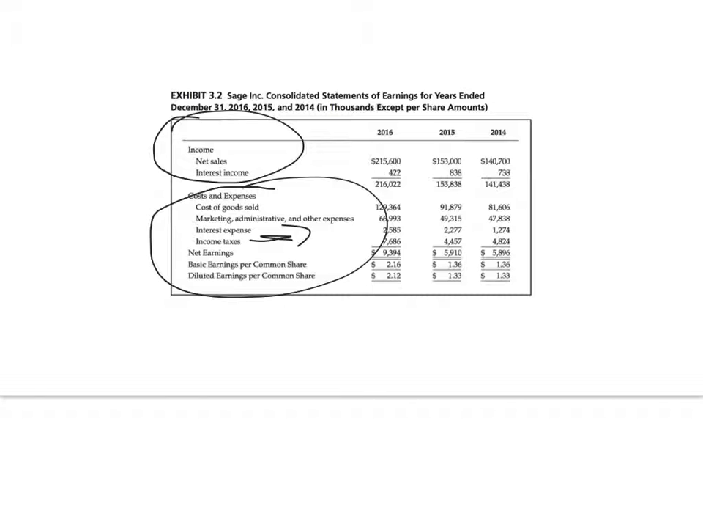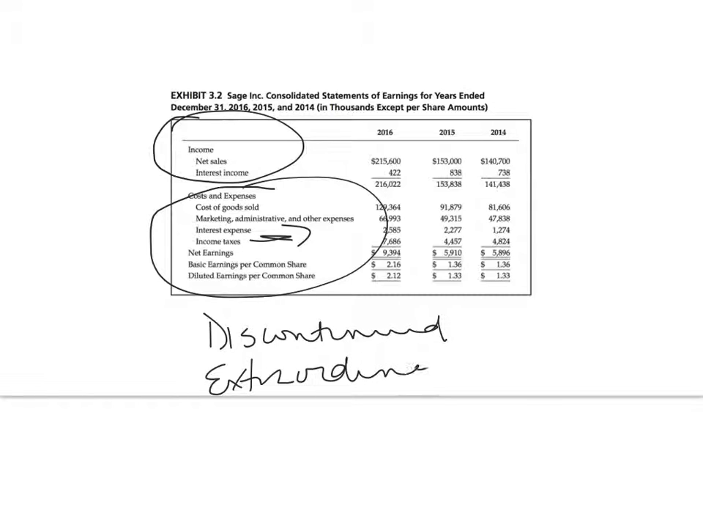Regardless of the format, certain items must always be disclosed. One of those would be what we call discontinued operations. They need to be disclosed on either format of the statement, and extraordinary transactions. So we're going to call out, let's say I have a division.